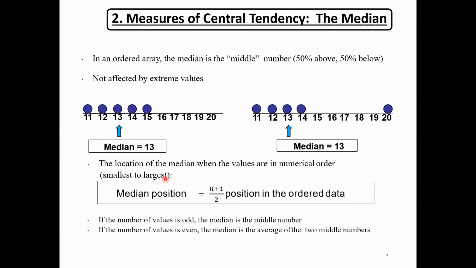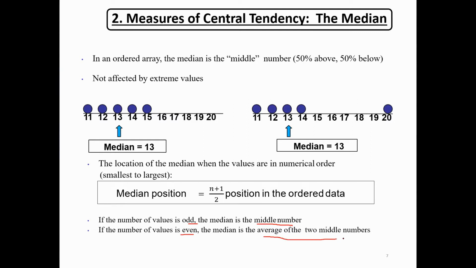And then you simply calculate the median position. How do you do that? You take the number of values, you add 1 to it, divide it by 2, and that gives you the median position. And that position's number, the actual value, would give you the median. If you have an odd number of values, the median is the middle number. But if you have an even number of values, say you have 10 values, then when you're calculating the median position, you take 10 plus 1 divided by 2, it's 11 divided by 2, 5.5 position, which means you take the fifth number and the sixth number and take the average.